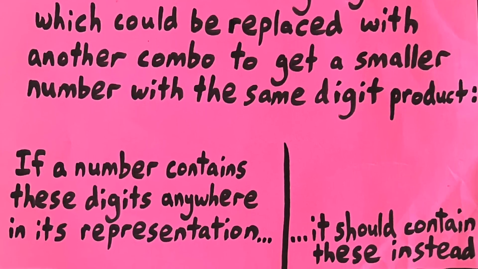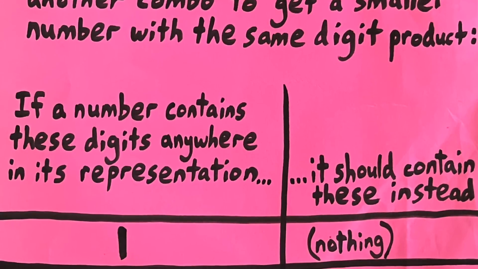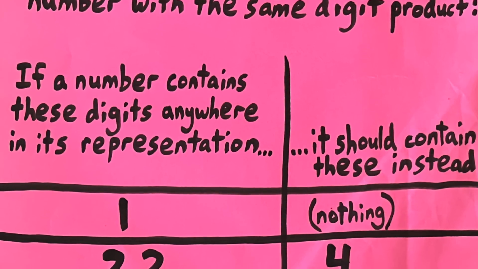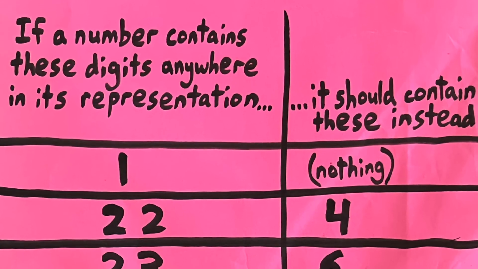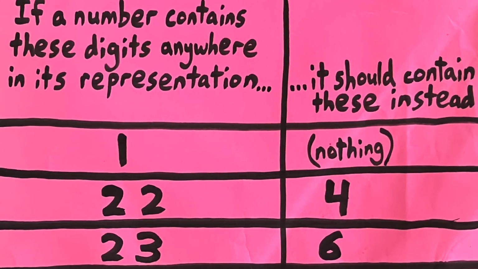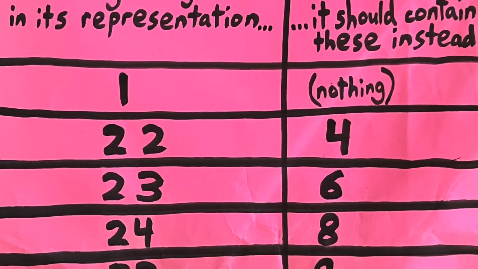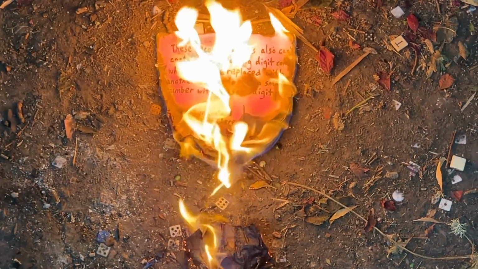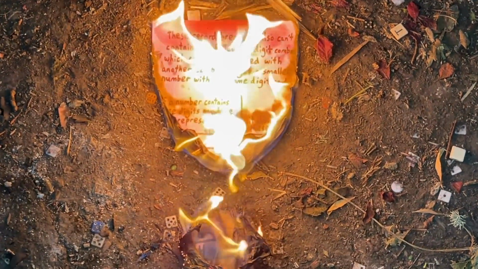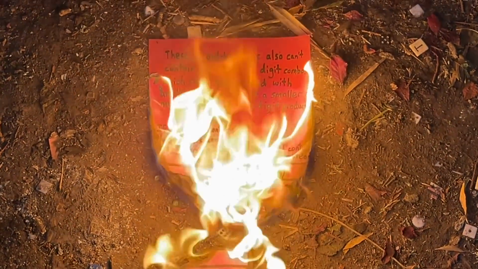Any of the digit 1 could be replaced with nothing by removing them. Any pair of the digit 2 could be replaced with a single 4. Any 2 and a 3 could be replaced with a 6. Any 2 and a 4 could be replaced with an 8. Any pair of 3's could be replaced with a 9. And then we get to some sneakier ones where we're replacing something with the same amount of digits, but which will still result in a smaller number.